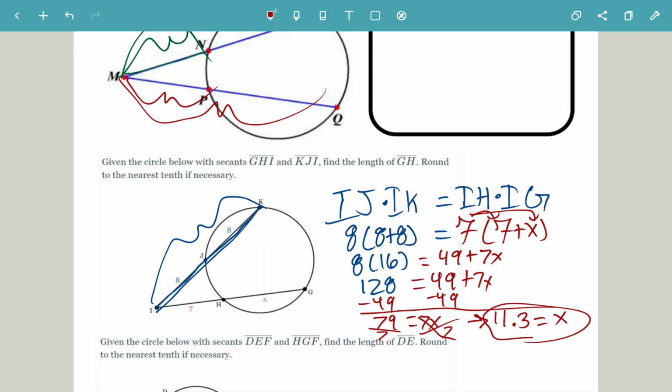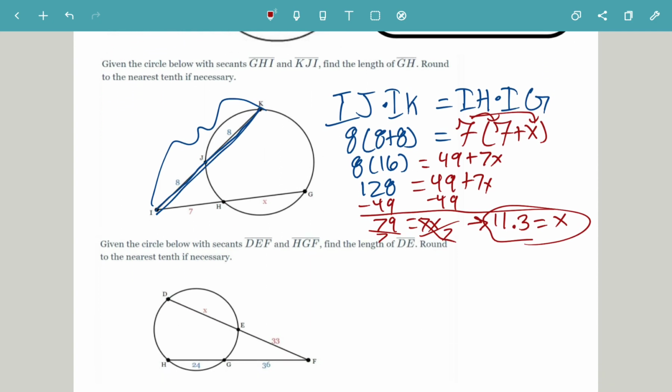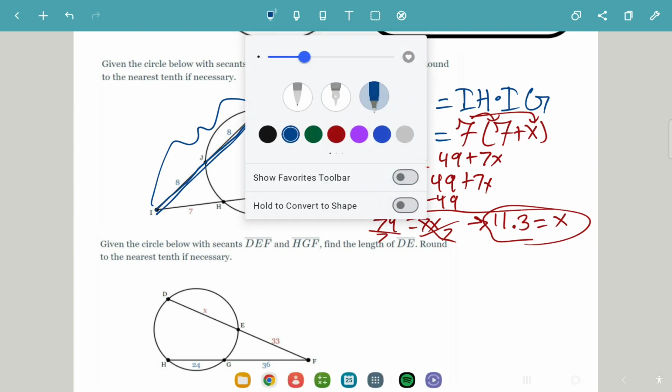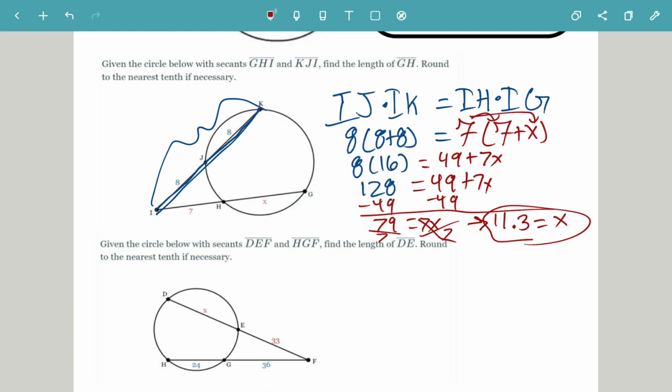Okay. Go ahead, give this last problem a try. Pause the video if needed. Now let's get started. So we have secants DEF and HGF. We want to find the length of DE. So same thing, outer times the entire thing. Our outer piece of this top segment is EF. Multiply that by the entire secant DF.